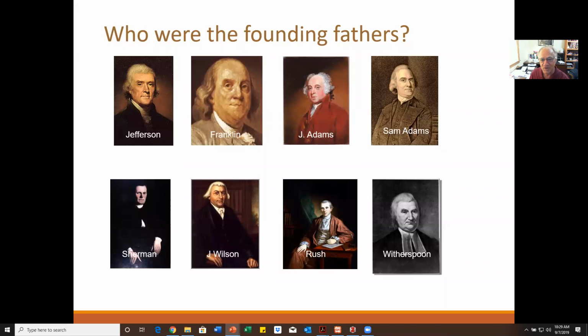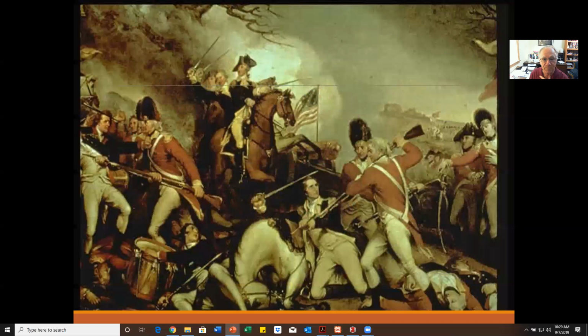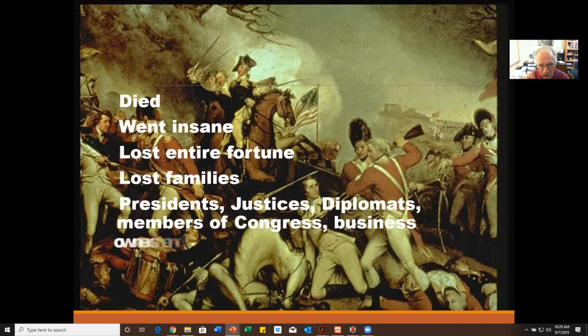Sherman, Wilson, Benjamin Rush, who was a physician, Jonathan Witherspoon, who was the first president of Princeton University and a pastor. Half of these men were graduates of seminaries, Christian Protestant seminaries, and they pledged their lives, their fortune, and their sacred honor. And that is the passage at the end of the Declaration that I want you to memorize, where it talks about their lives, their fortune, and their sacred honor.